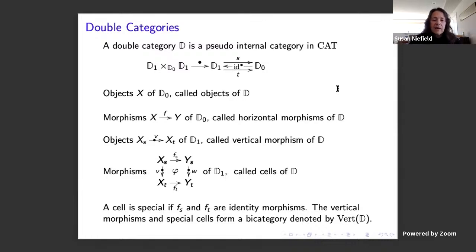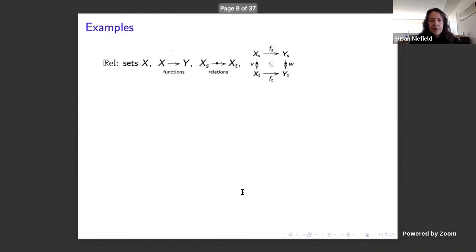Okay, vertical bicategory. And a cell is called special if F0, Fs, and Ft, the horizontal morphisms in the cell, are identity morphisms. Okay, so a few examples that are relevant for this.